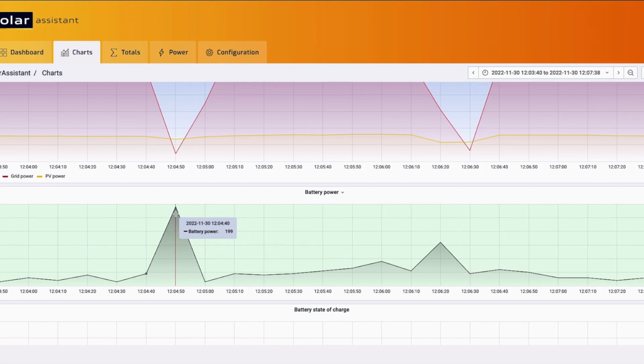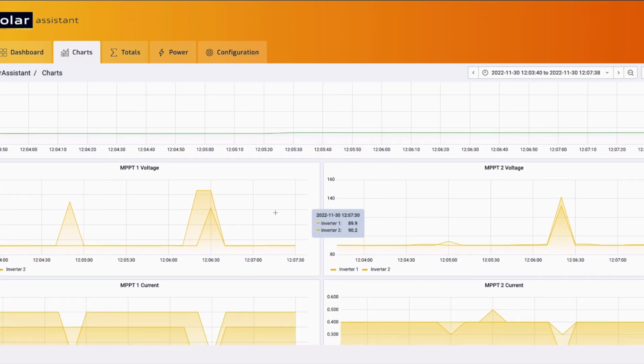So over here you can see a spike in battery power, but not much here. State of charge, you're not going to see anything. At 12:04:50 MPP voltage, there was a spike in the voltage on inverter 2 for MPP1, and then at 12:06:30 kind of a spike in both inverters.